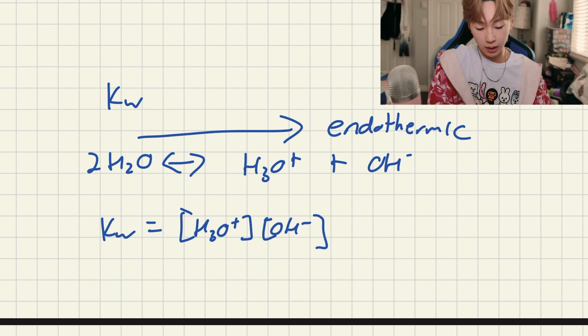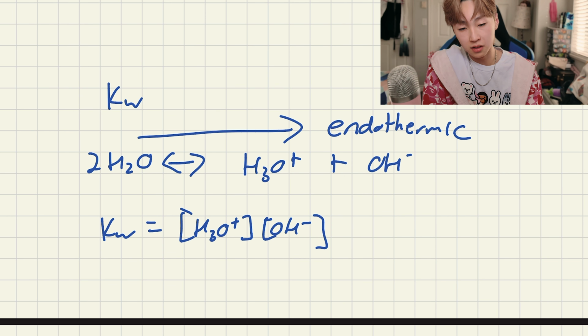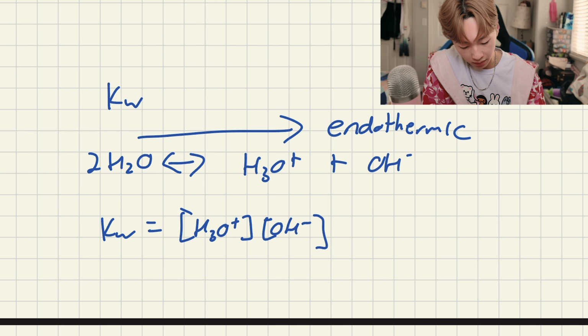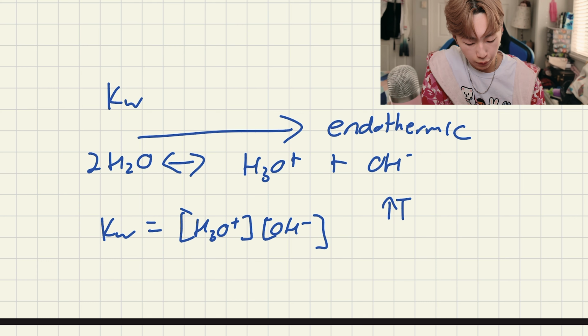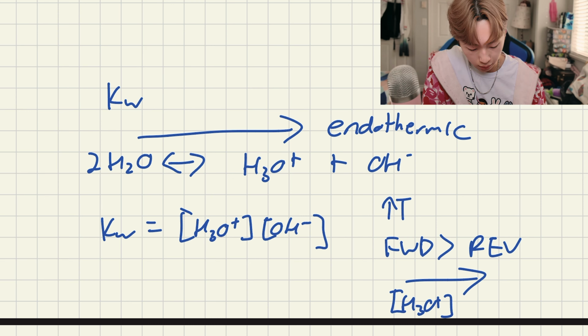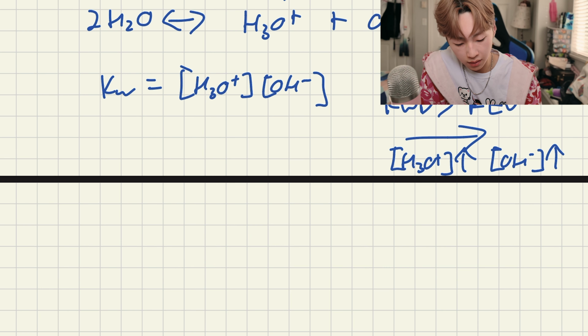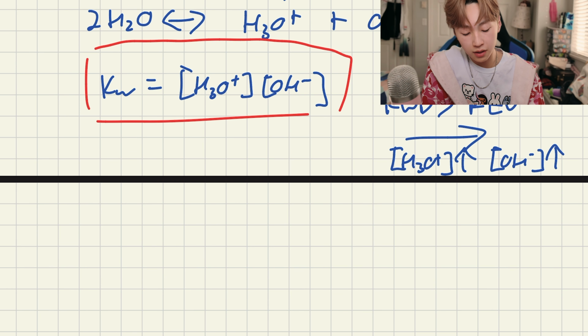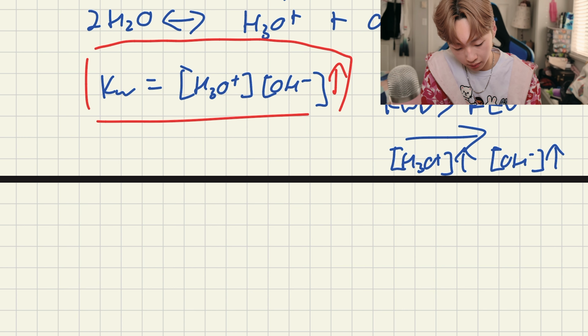And if you remember your equilibrium unit, if we increase the temperature, then your endothermic reaction will be affected more. So let's say we increase temperature, then our forward rate is going to be greater than our reverse rate. And we're going to shift to the right. So we're going to be forming more ions. So this goes up and this goes up if we increase temperature. And since our Kw is going to be these 2 ions multiplied together, increasing temperature increases these ions, right? In terms of concentration. So then our Kw will also go up.